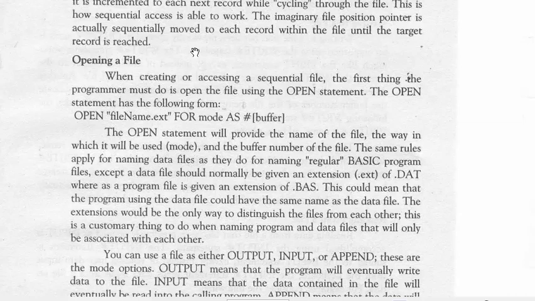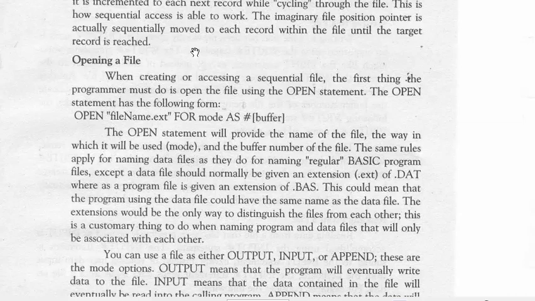When creating or accessing a sequential file, the first thing the programmer must do is open the file using the open statement. The open statement has the following form: open filename.ext for mode as #sign buffer. The open statement will provide the name of the file, the way in which it will be used, mode, and the buffer number of the file.